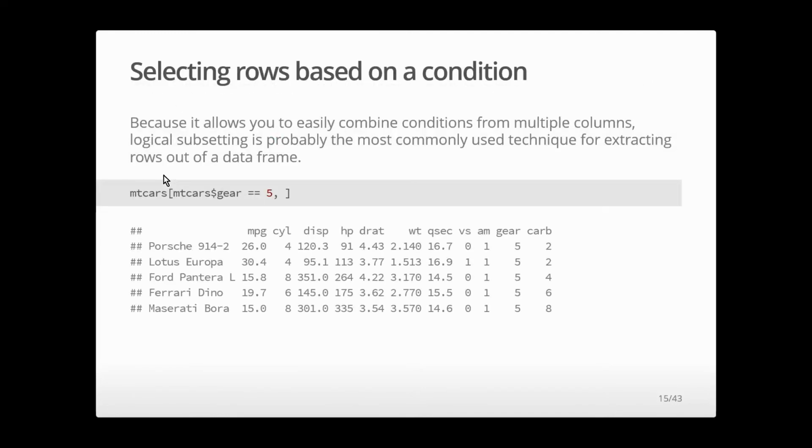I think we're pretty familiar with this stuff. Selecting rows based on a condition: we can say I want only the rows in mtcars where gear is equal to 5. So we say mtcars$gear == 5, and that makes sure the gear column is equal to 5. When you do this, you get a logical vector of trues and falses, and it's only going to return the rows that are true.